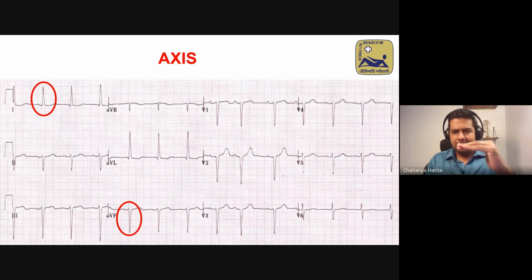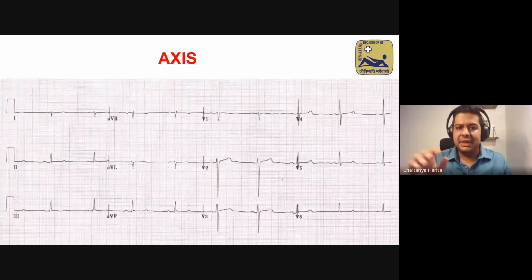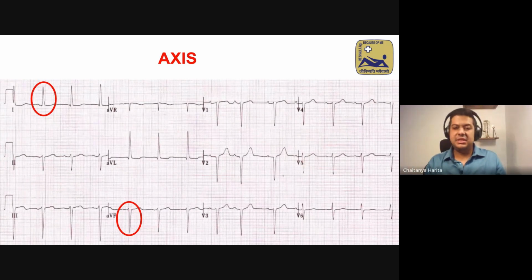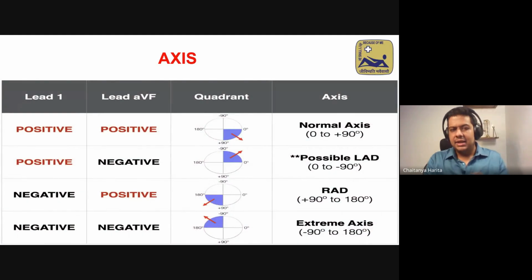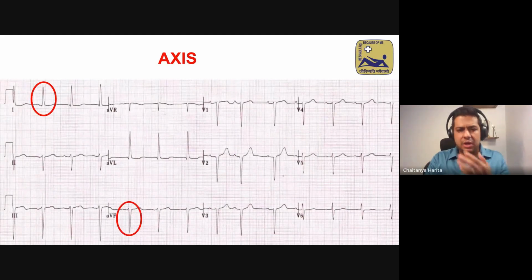So lead one is positive, AVF is negative. This basically becomes left axis deviation. If you go to this slide, it is left axis deviation. The commonest cause of left axis deviation is usually a left anterior hemiblock.